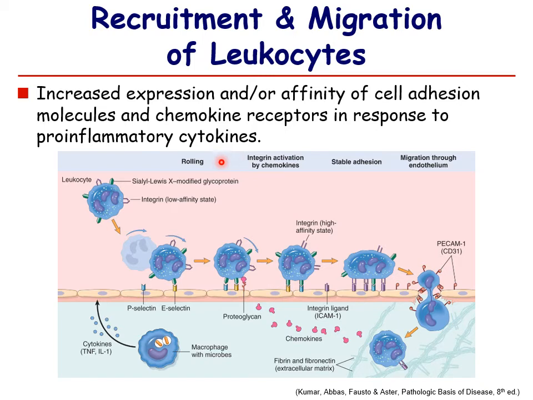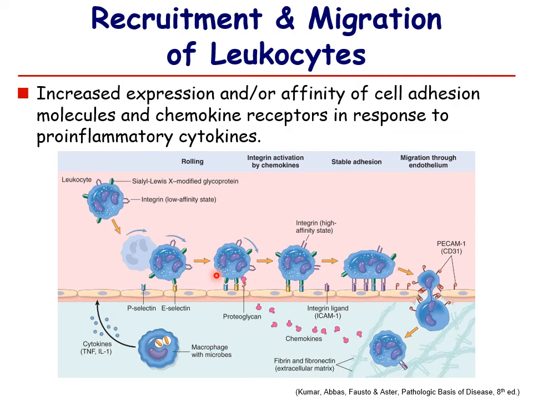We also know that during acute inflammation, chemokines are produced, and one of the effects of the chemokines is to act on the cell adhesion molecules expressed on vascular endothelium as well as on the leukocytes to increase their affinity.